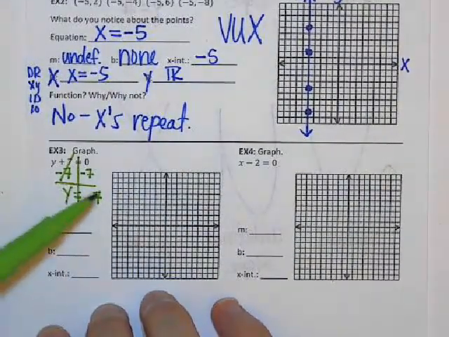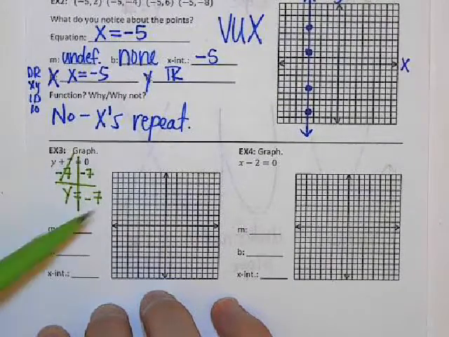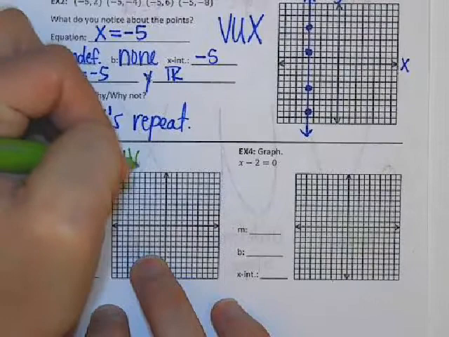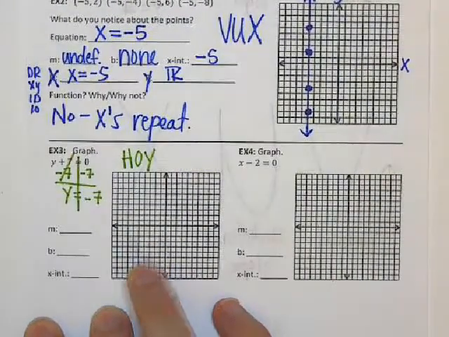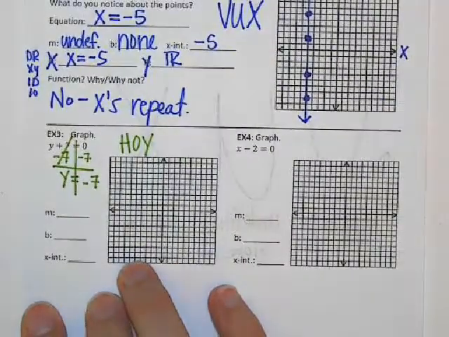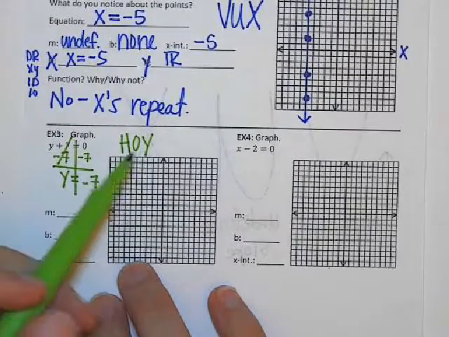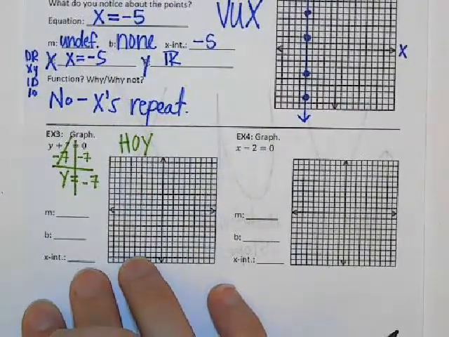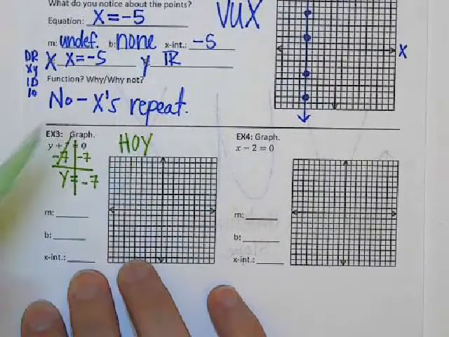So if I have y equals a number, is that hoy or bucks? Hoy. All right, so my slope for hoy is what? The middle letter tells me my slope, which is 0.